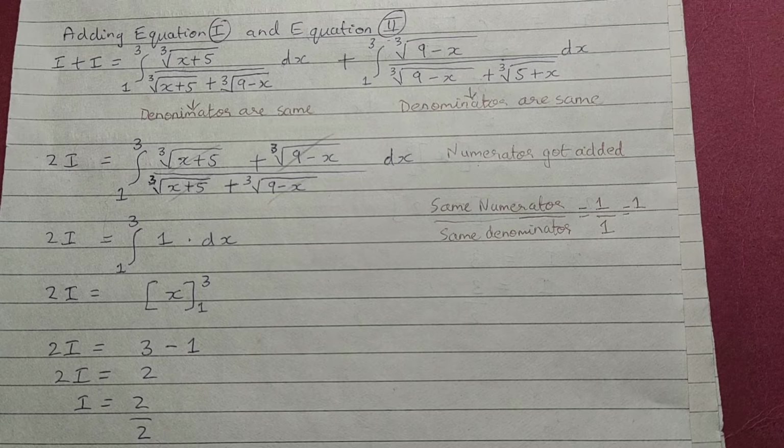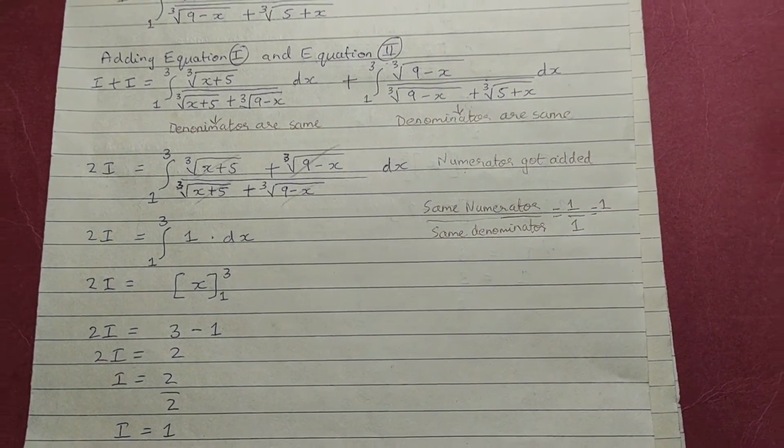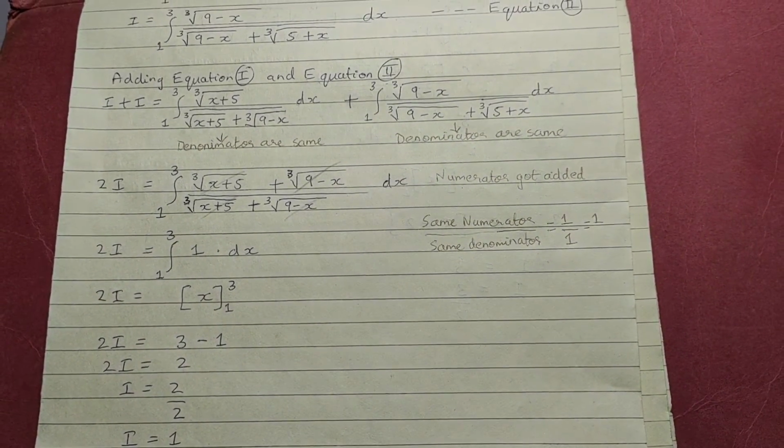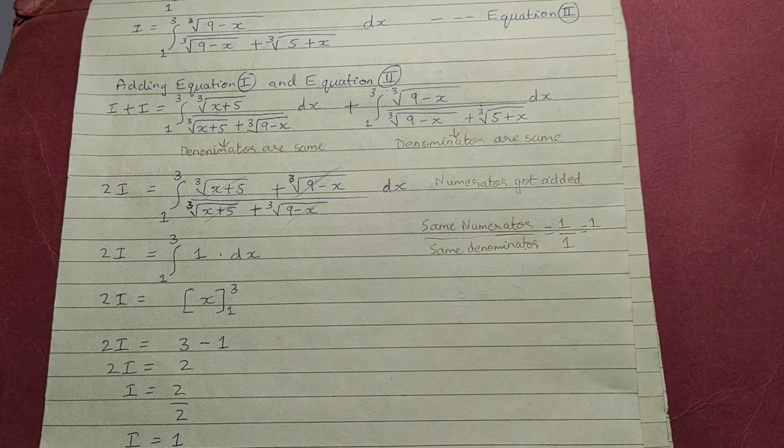So we have got the answer. The answer is 1. Okay, so this is the final answer of the 6.2, third question. I is equal to 2 divided by 2, and we get the answer I is equal to 1.